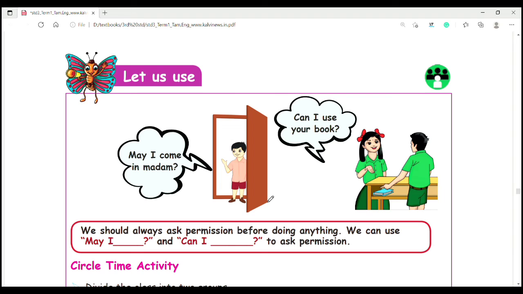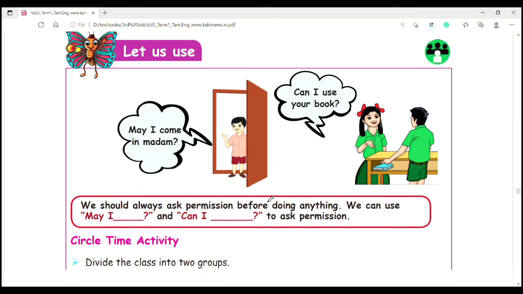Like this. If you're asking a friend for a pen, you should ask, can I take that pen? If you want to go to the restroom, how should you ask your teacher? Ma'am, can I go to the restroom? Okay, got it, children? So, if you're asking others for permission before doing something, you should use, may I come in, madam? Can I use your book? I hope you got it.